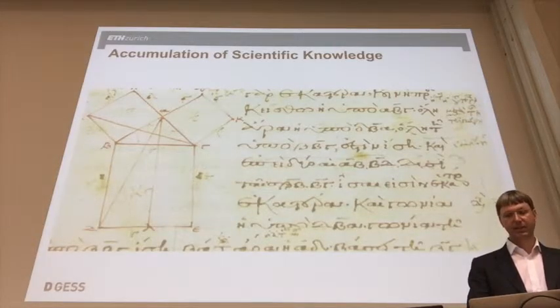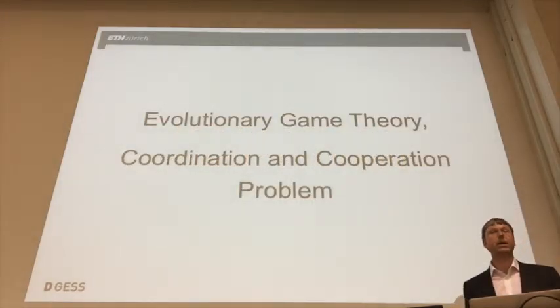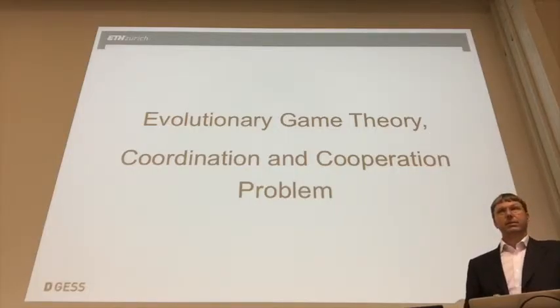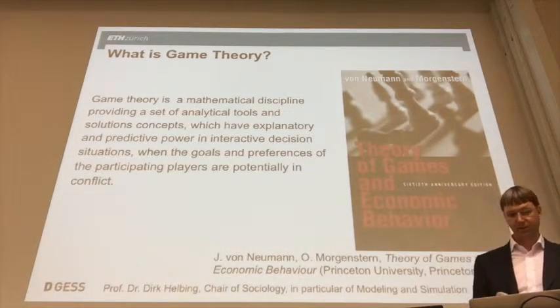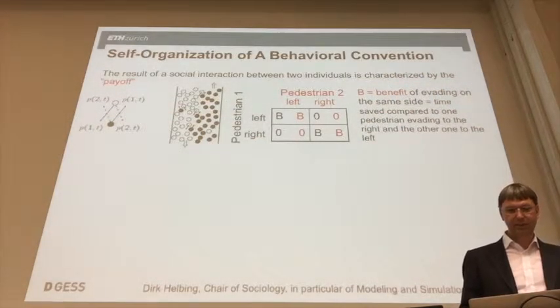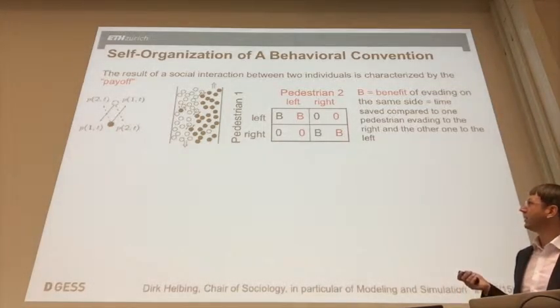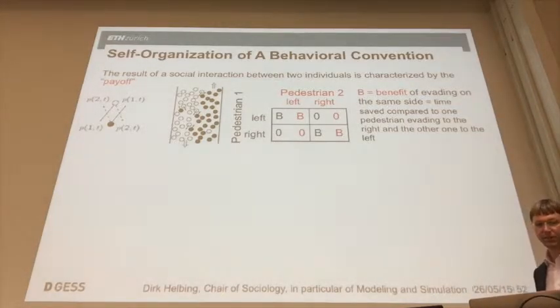Let's get a bit more scientific and formal now. Let's talk about evolutionary game theory. And let's start with coordination and cooperation. To make it short, because Heinrich has introduced it to you already, game theory is a theory of interactive decision-making. And one of these situations is a situation of pedestrians having to evade each other. So assume two pedestrians are standing in front of each other, want to walk in opposite directions, so they have to walk around each other.